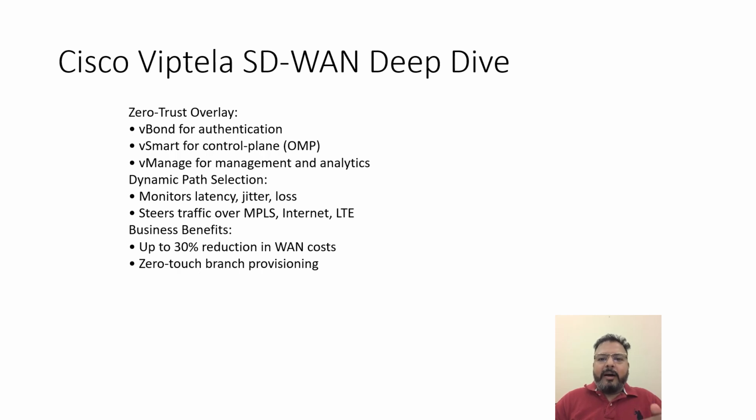This smart traffic steering not only makes your applications work better, but also cuts your WAN cost by up to 30% because you can use cheaper internet links along with MPLS. Plus, Cisco SD-WAN makes setting up your remote branch super easy.